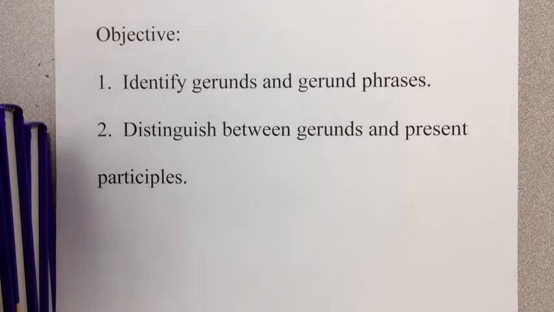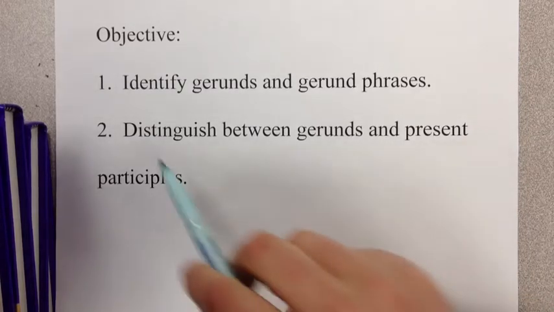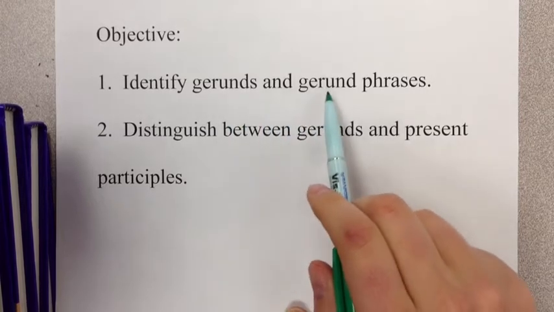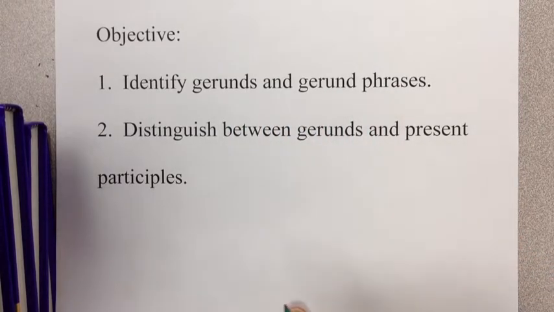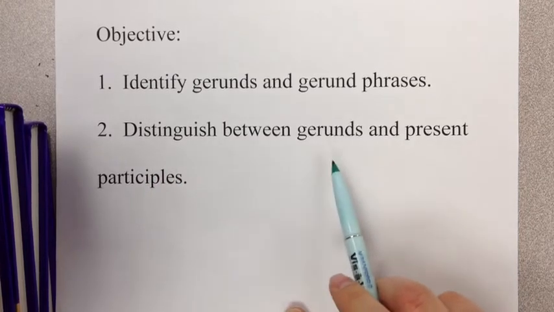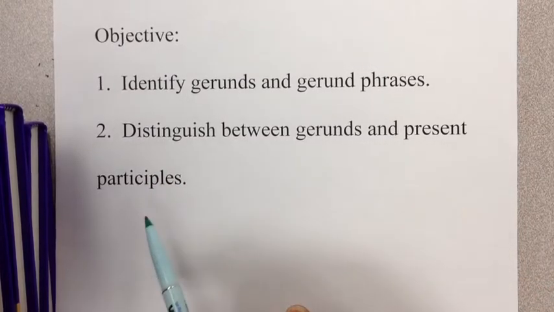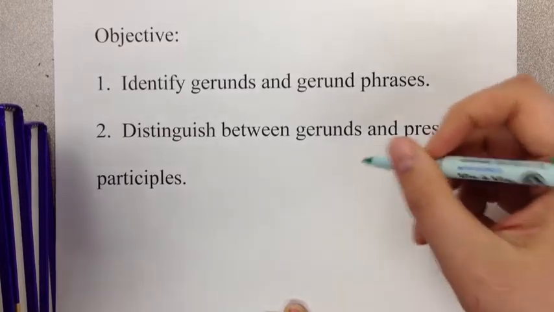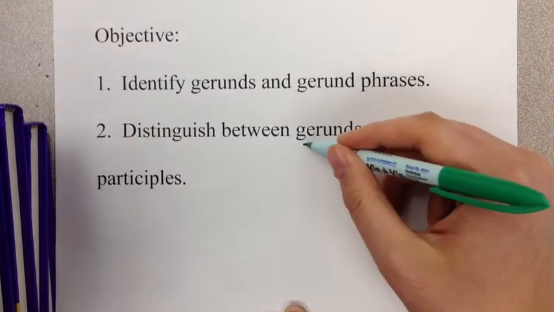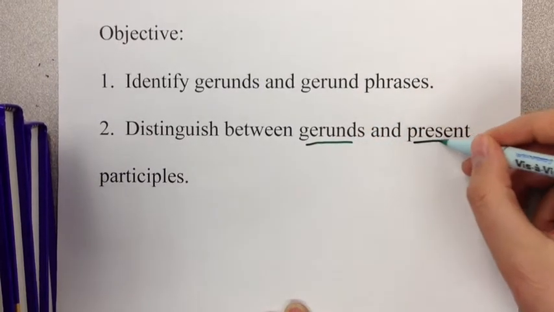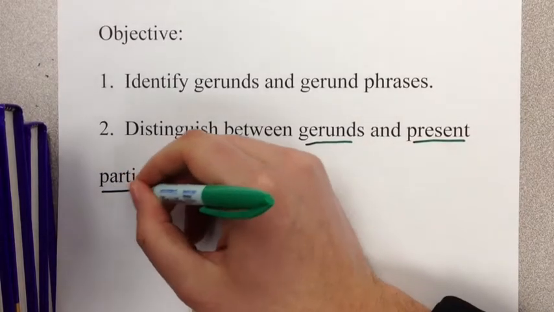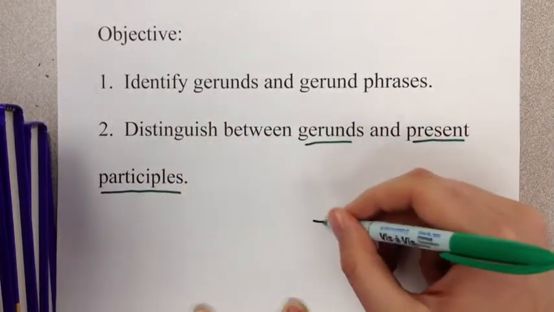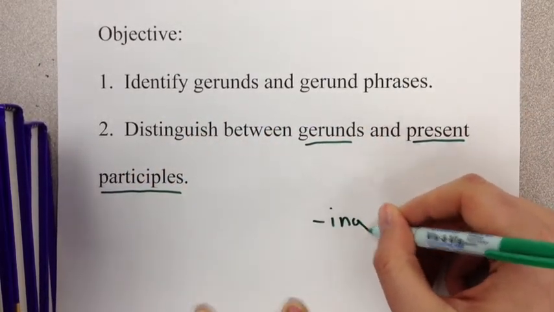Today we have two objectives. One, we're going to identify gerunds in gerund phrases. And then our second objective is to distinguish between gerunds and present participles. There's a lot of confusion about these two things because they both end with the same three letters, I-N-G.